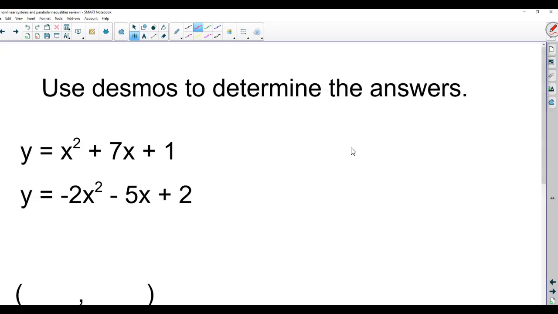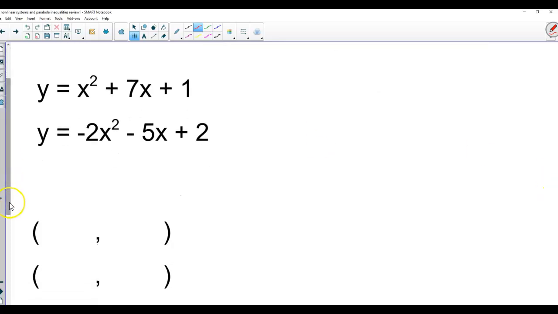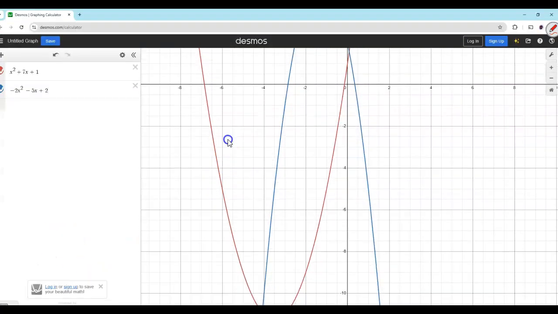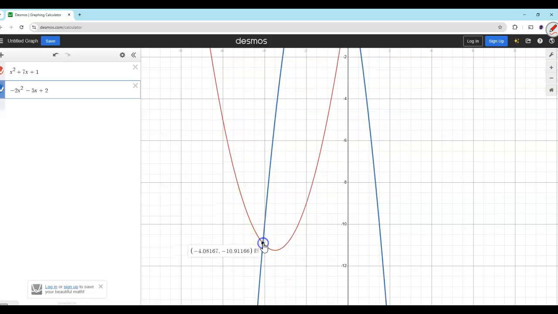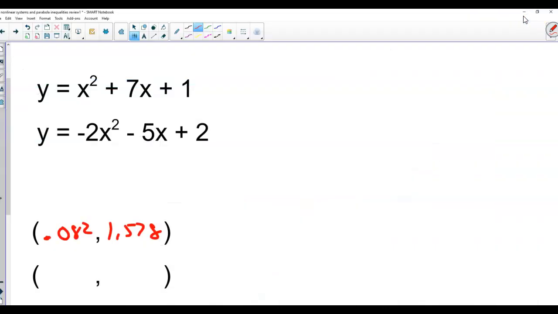0.082 and 1.578. Now my next point, I'm literally just looking for where there's an intersection on the graph. And the point will be there. It'll make itself apparent. Negative 4.082, negative 10.912. We're just looking for the point of intersection.